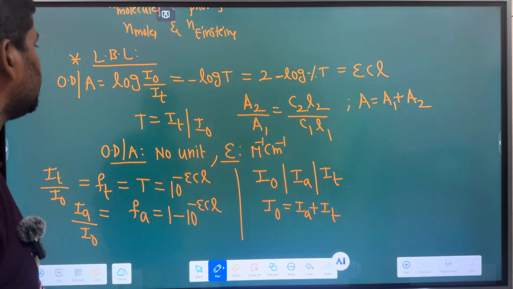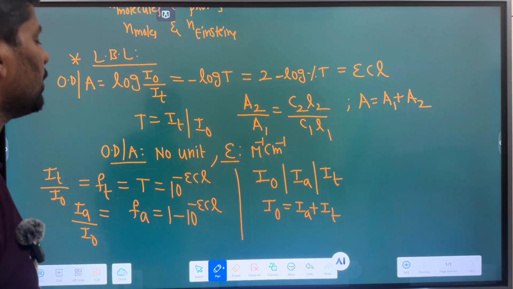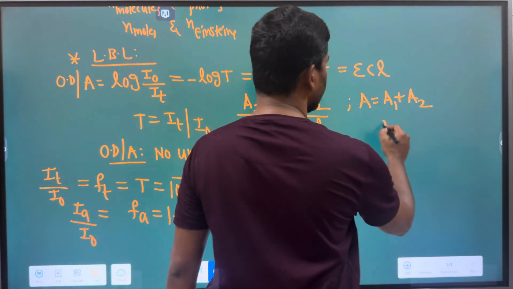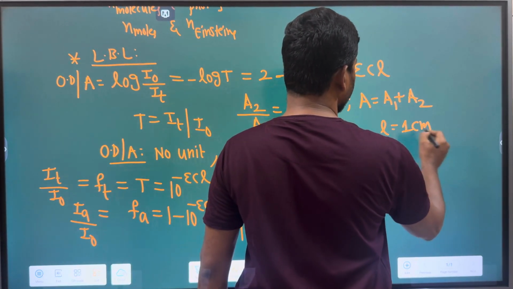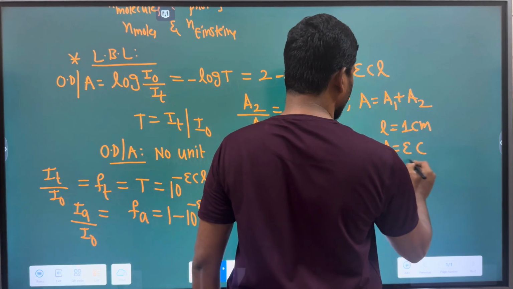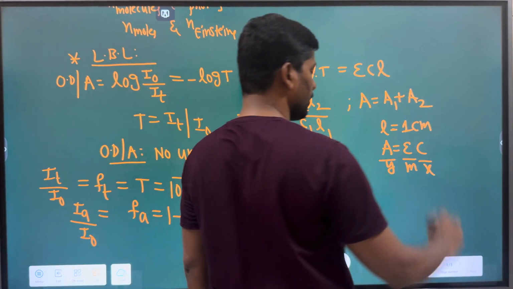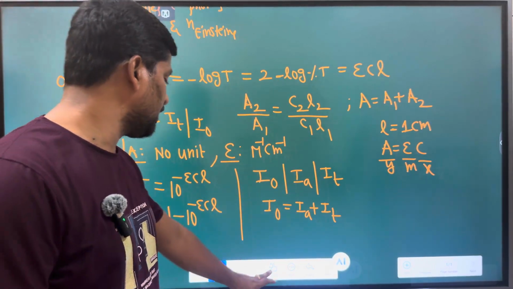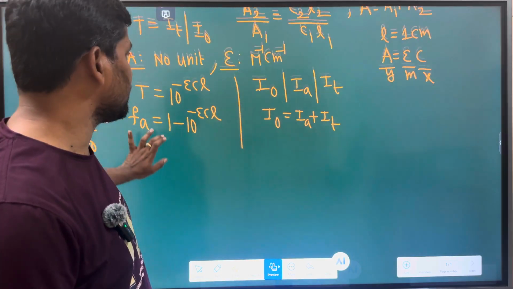So this is about Lambert-Beer's law. Mostly the path length will be taken as 1 centimeter, 1 unit. So absorbance is equal to epsilon C, which is in the form of y is equal to mx, so we will get a straight line passing through the origin. From that we can determine the unknown solution concentration.